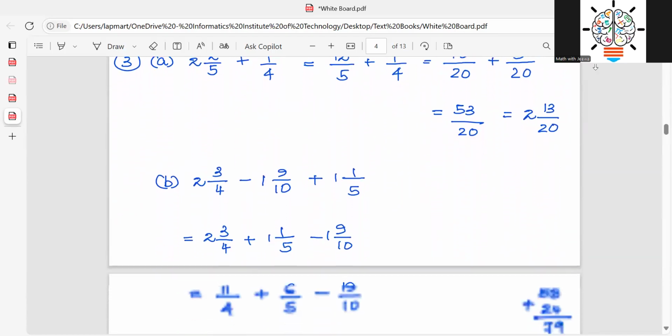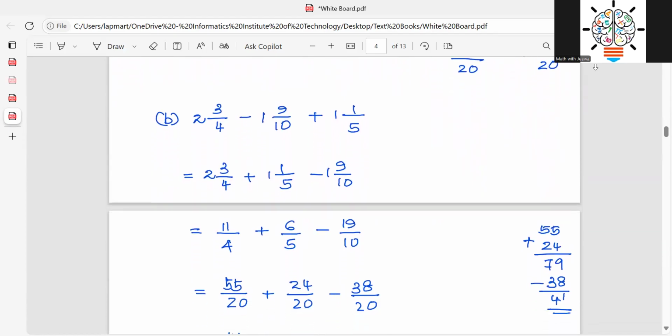And here I have done something in part B, children. Before converting the mixed numbers into improper fractions, I have taken this positive 1 over 5 first, because I want to collect the like terms together, in the sense that both of them are positive numbers. So then it's easier for me to first add them together and then do the subtraction.